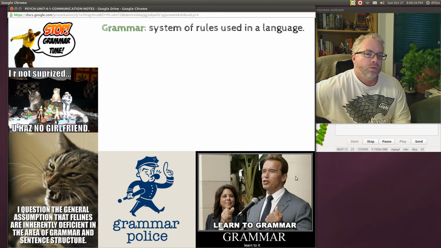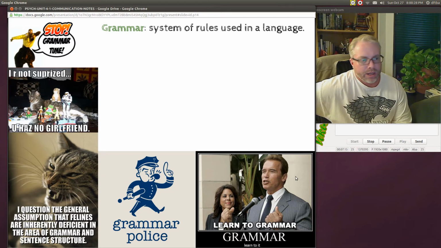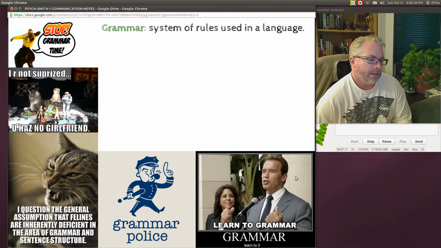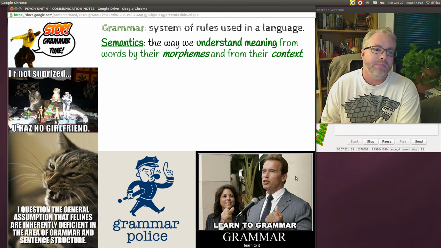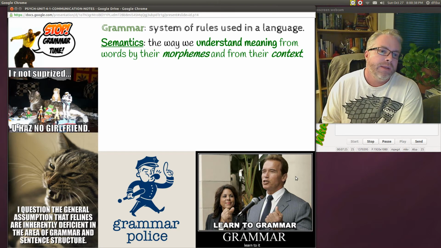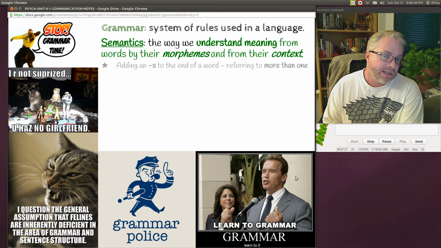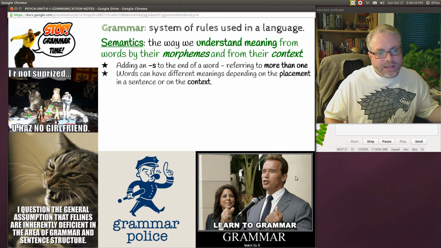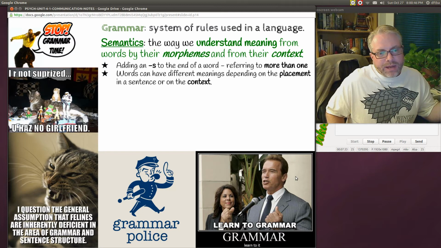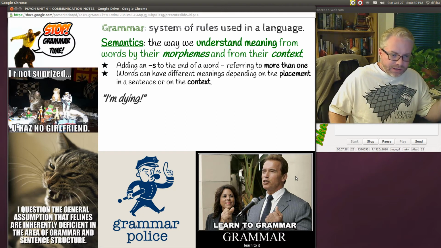Grammar is a system of rules used in language. And like we said, we're not going to look at this a whole lot, but we're going to stop at grammar time and look at it real quickly. Semantics is the way we understand meaning from the context of the morphemes and their context. So adding an S to the end refers to more than one. This makes sense. Words can have different meanings depending on the placement in a sentence or the context of the sentence.